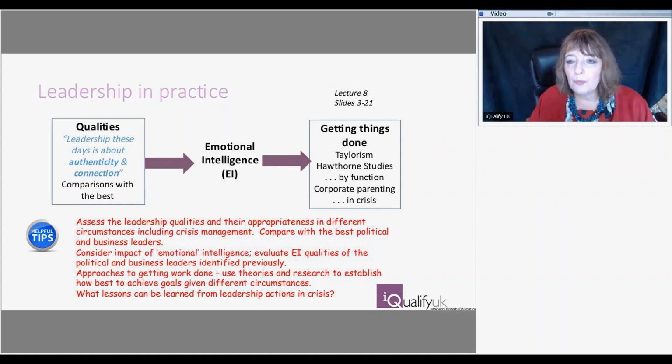So what we said was that there are various theories of how work gets done, management gets done. But the starting point was about the qualities of leaders. So leadership these days is about authenticity and connection. And then you can look at comparisons between your organisation and another to see who's doing the best and why.